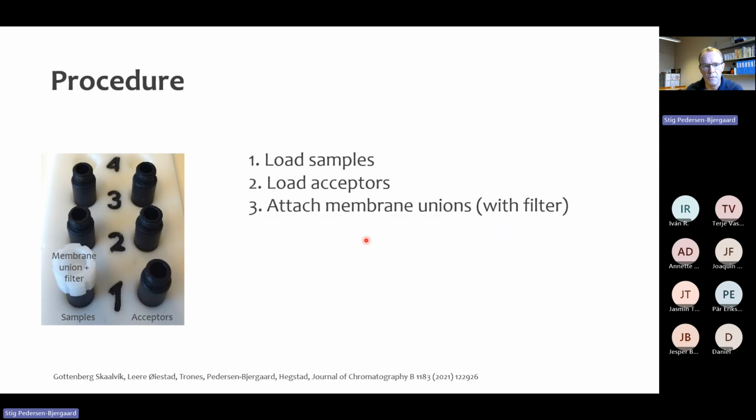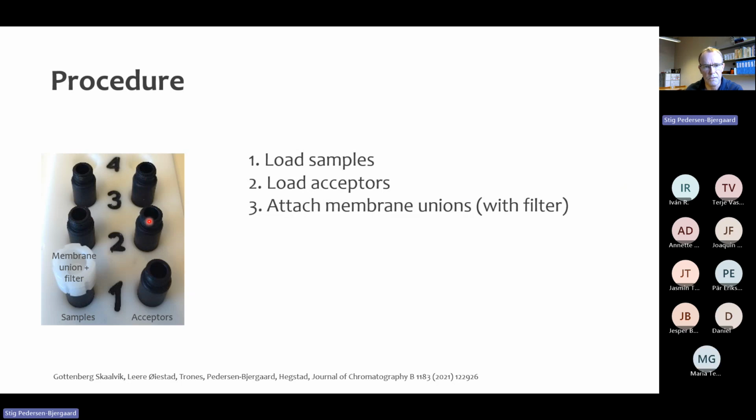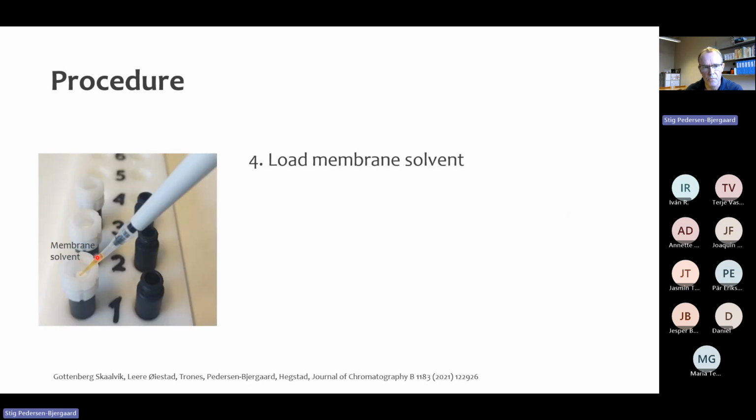When we do EME with this equipment, we first fill samples into the sample vials. We then fill acceptor solutions into the acceptor vials. We attach the membrane union and the dry filter, as you can see here in step 3. In step 4, we pipette the organic solvent onto the dry filter. In a couple of seconds, the organic phase penetrates the porous membrane, and it is held there by capillary forces. So then we have loaded the liquid membrane.